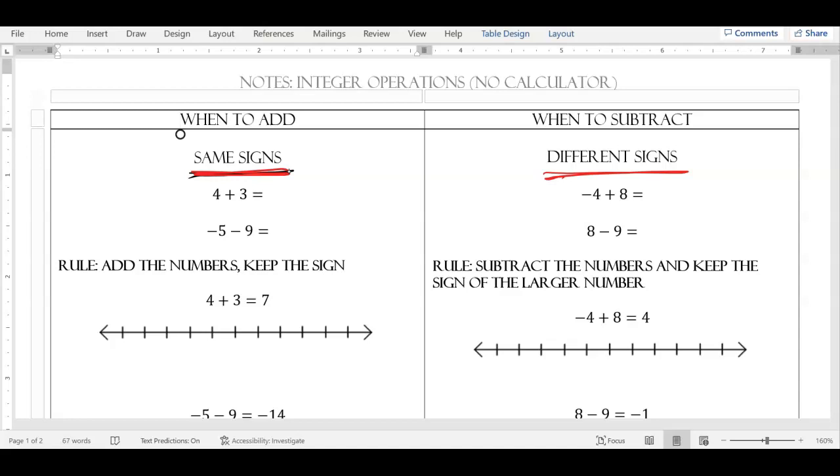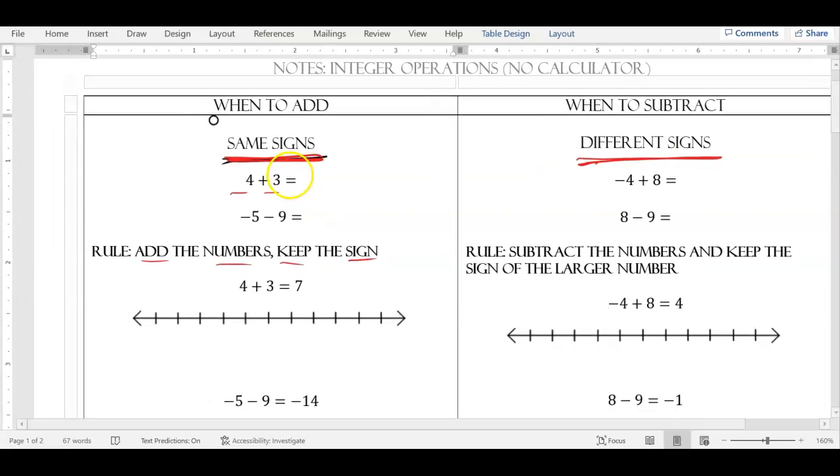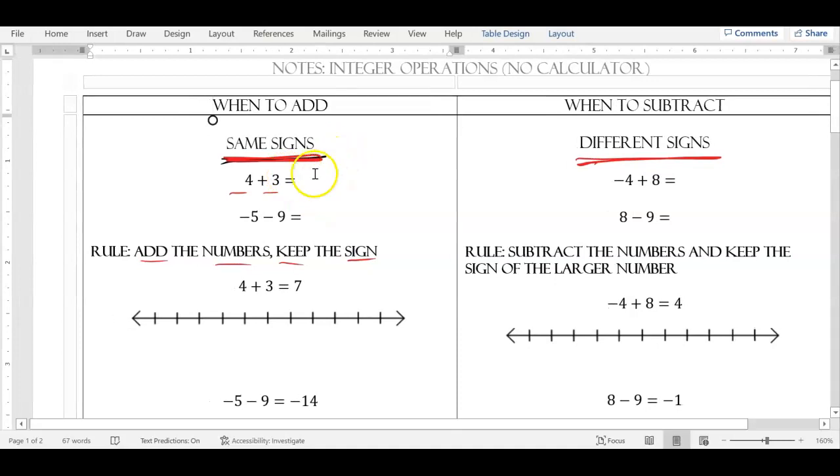Okay. So look at this first example. We have a positive 4 plus 3. Those are both positive numbers. So the rule is that we're just going to add those numbers, keep the sign. So 4 plus 3 is 7. And since those are both positive, we're going to write a positive 7.